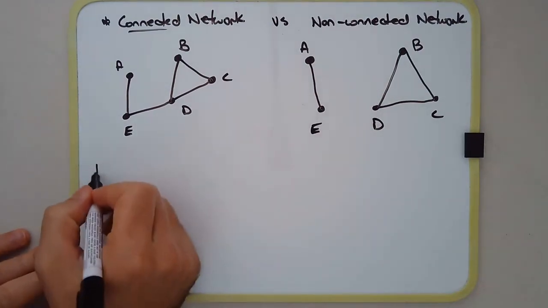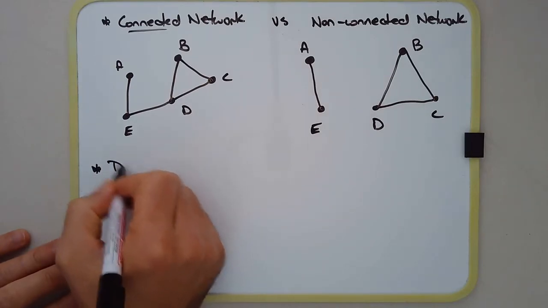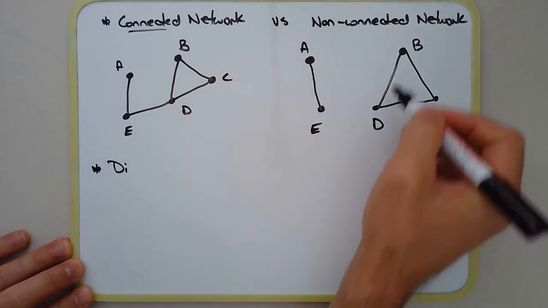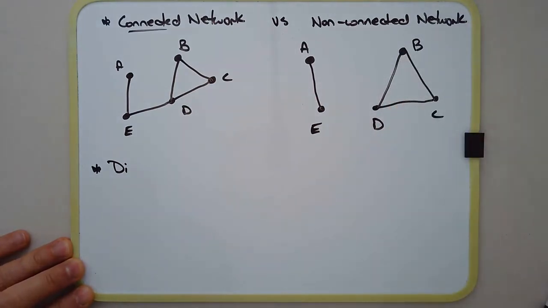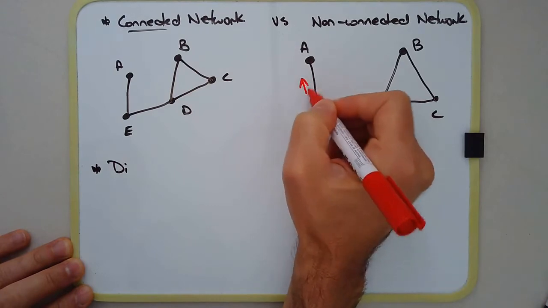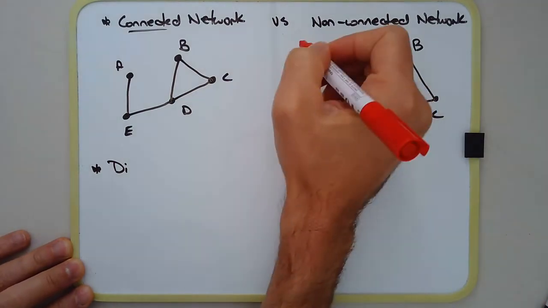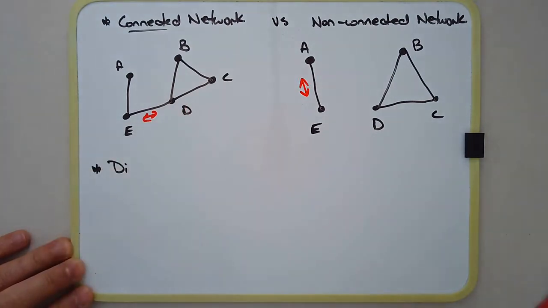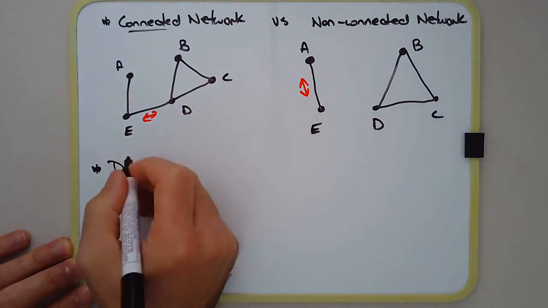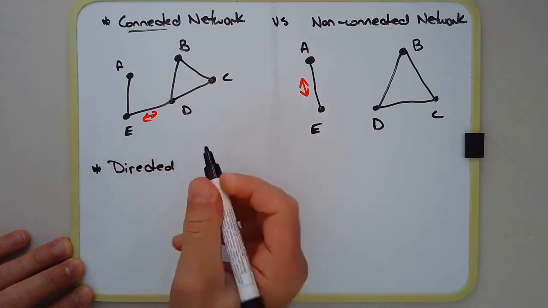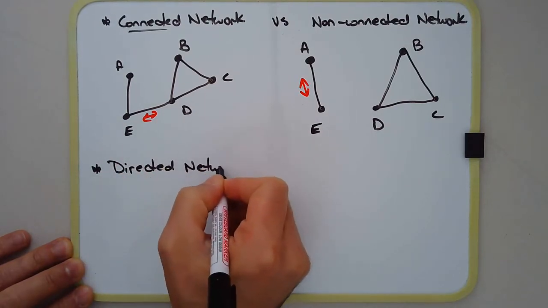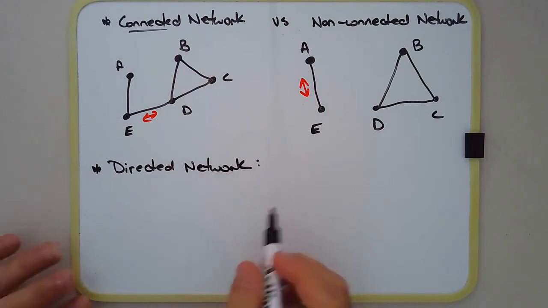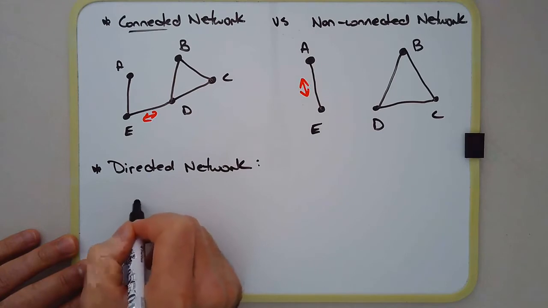Then we talk about the concept of a directed network. So far, everything we've looked at, we've assumed that you can travel in two directions. In other words, we could travel either from A to E or from E to A, or from E to D, for example, or from D to E. There's no direction stated. We could talk about a directed network, and a directed network is exactly that. They're like one-way streets.